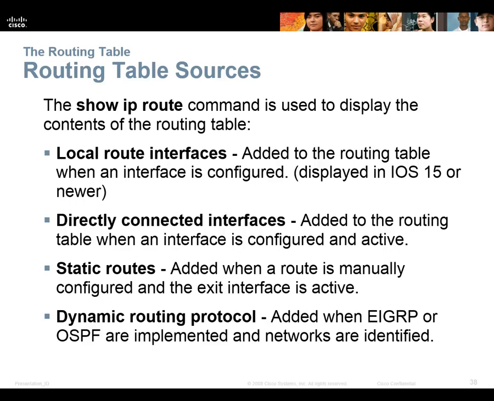Local route interfaces are added to the routing table when an interface is configured. Directly connected interfaces are those that are directly connected. Static routes are those that I've set up. And then dynamic routing protocol routes are the ones that are added when the network starts figuring out where things are, and they're added to the table with EIGRP or OSPF based on which one I'm using.